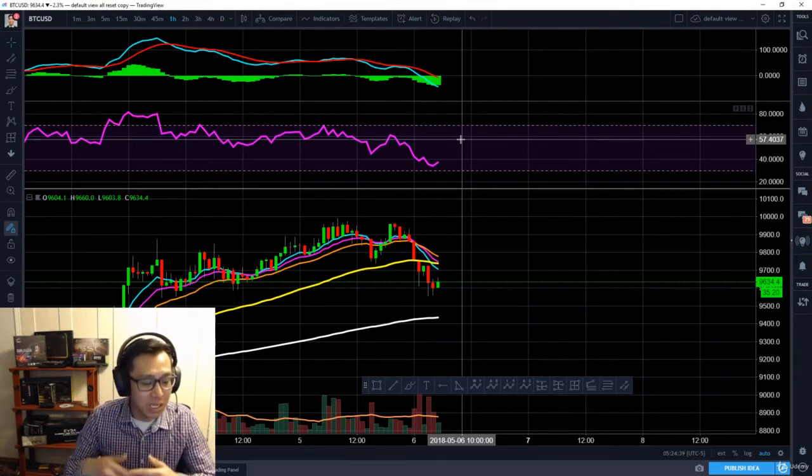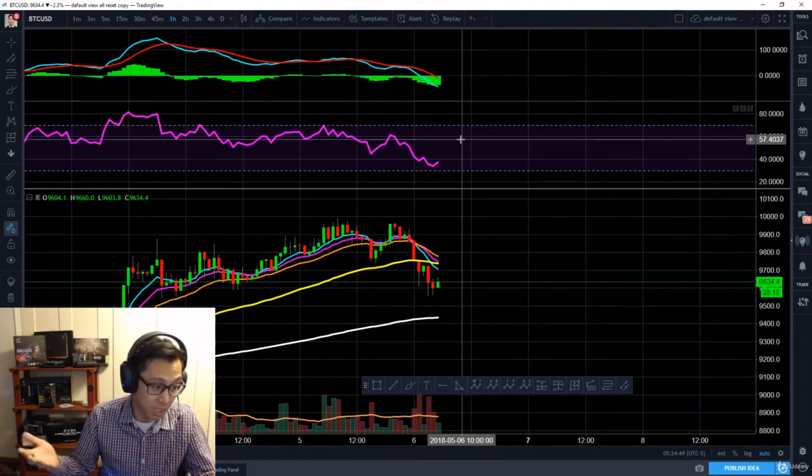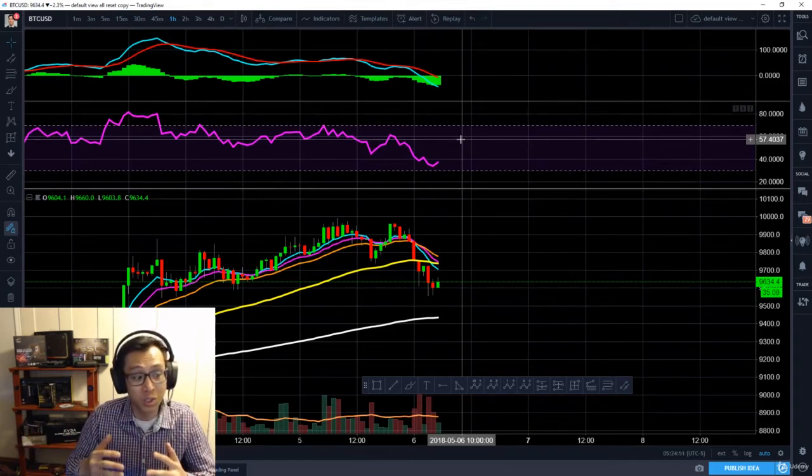It just means that it's reaching levels where there's a higher probability of it reversing very soon. There's a good chance that it's going to reverse the other way soon, because nothing will stay overbought for too long, and oversold for too long as well.